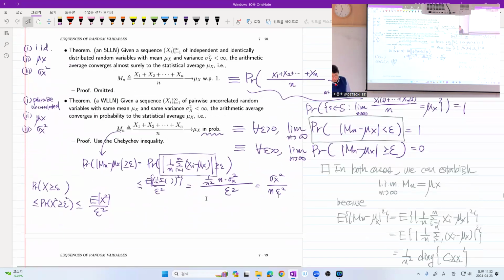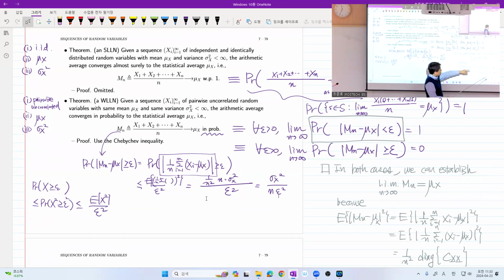And also, this convergence in probability can be implied from the convergence in the second mean as usual, right? So it's worth proving this. The limit in the mean of the arithmetic average equals mu sub x. Now let's see. So we are interested in this one, the m sub n minus the common mean.